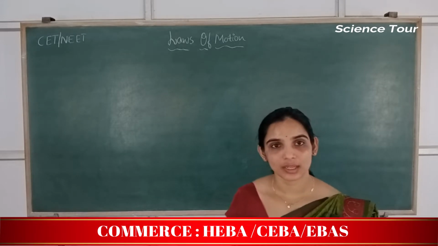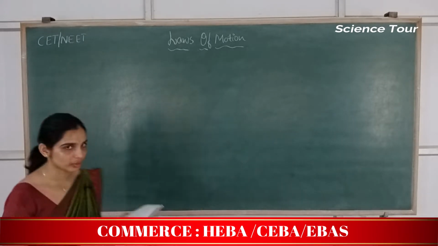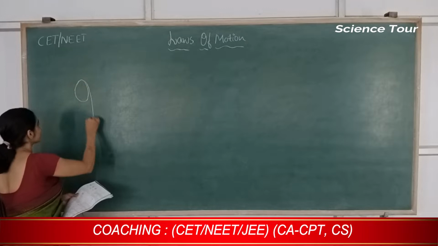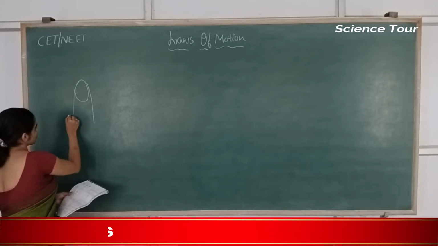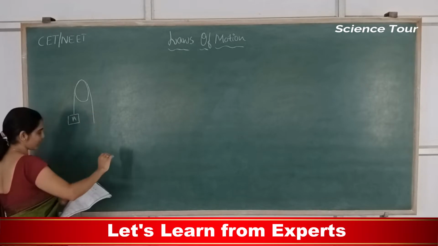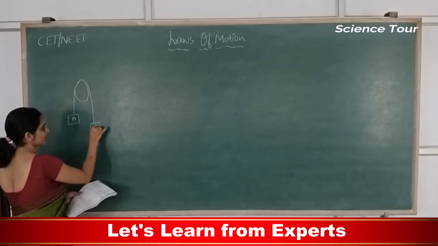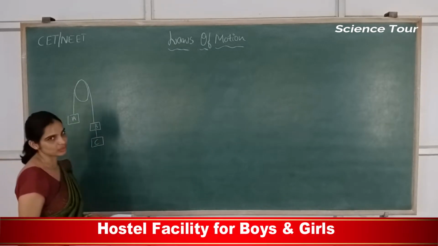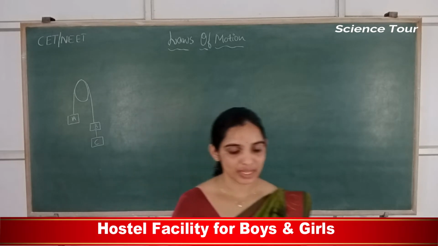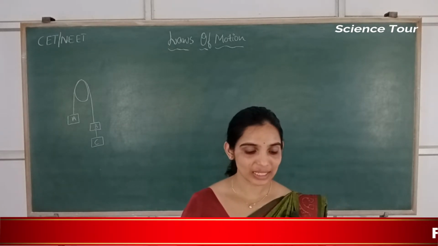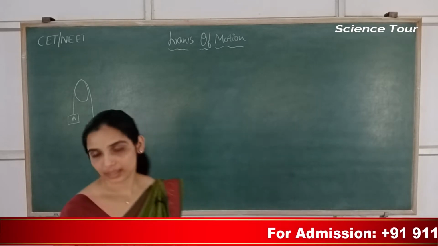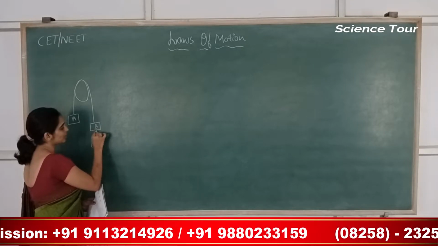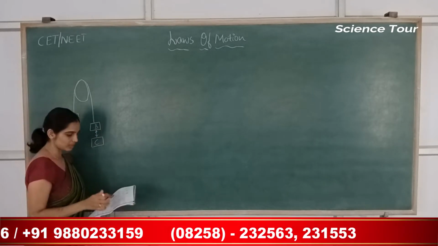What is the figure for this corresponding question? There is one pulley and a string is passing through the pulley. Mass A is attached to one end, B is attached to the other end, and C is attached to mass B through another string. The fixed pulley is as shown. What you have to find out is the tension in the string connecting B and C.